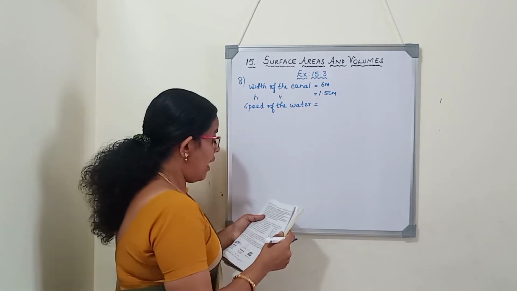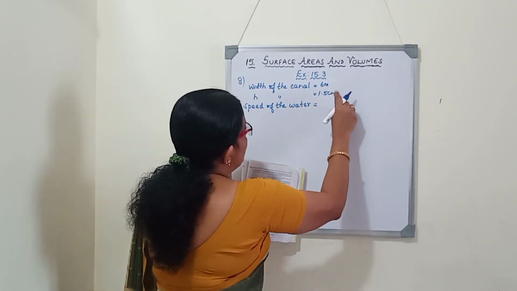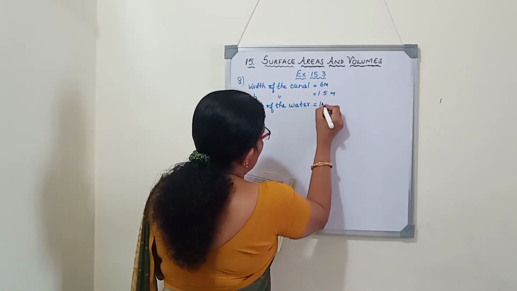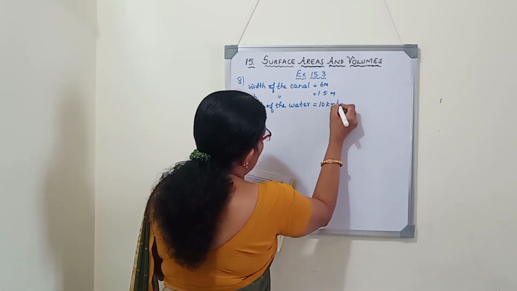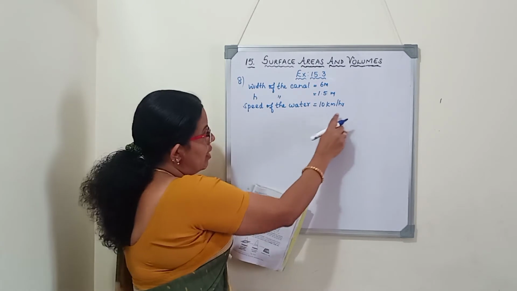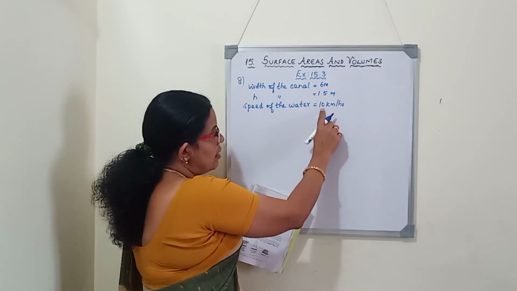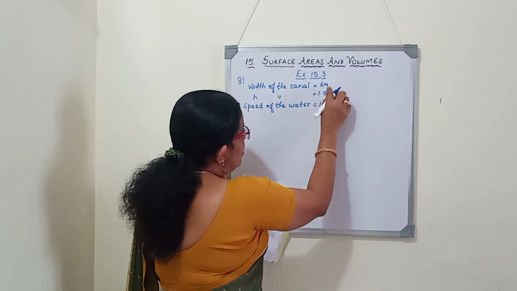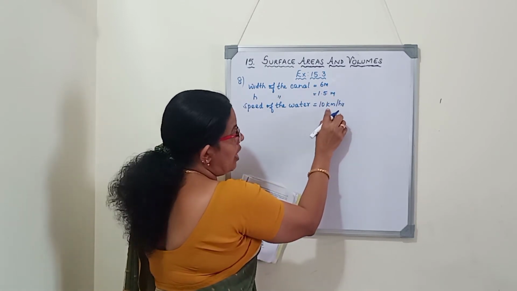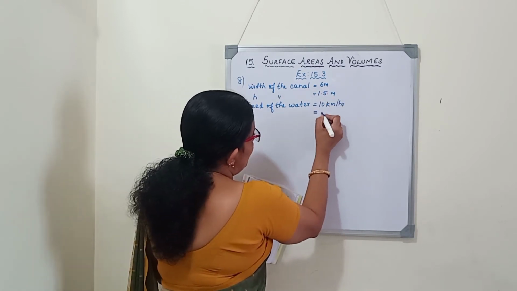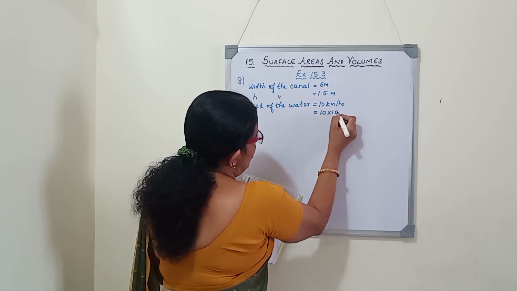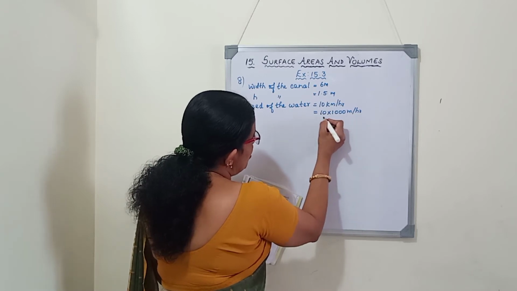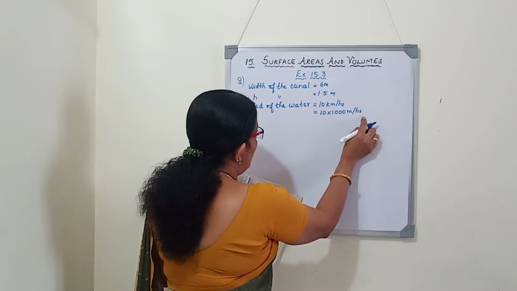It is 10 km, sorry, 6 meter, 1.5 meter. 10 km per hour is the speed of the water flowing in this canal, meaning in 1 hour it is flowing 10 km. So here, as the values are given in meter, we will convert this into meter. 10 km, 10 into 1000 we will multiply. So meter per hour we will write: 10 into 1000, 10,000 meter per hour.